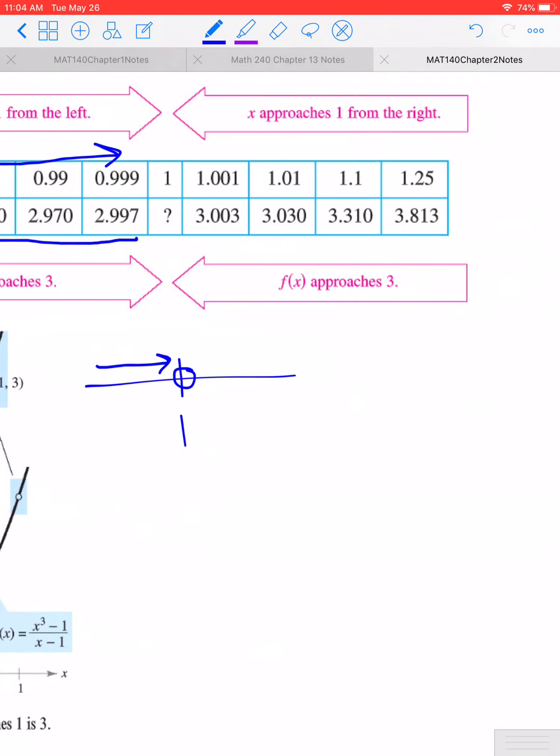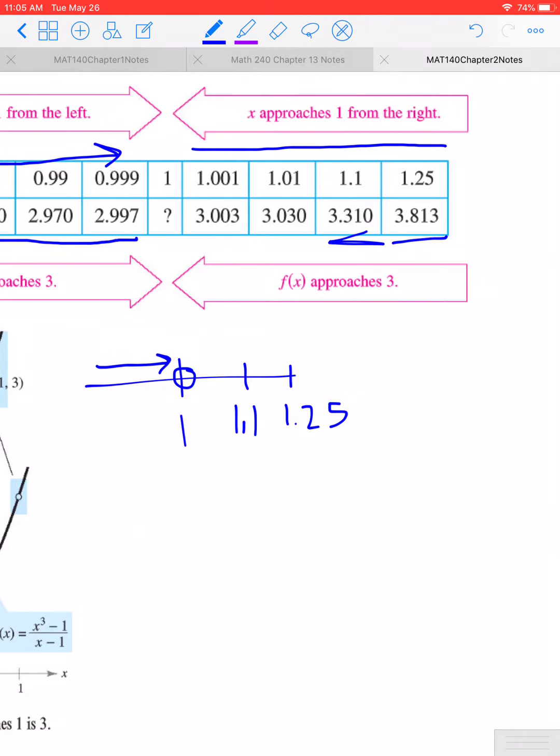Similarly, we could do the same idea starting over here at, maybe, x equals 1.25. That certainly is in the domain of the function, so we'd be able to plug that in. If I plug 1.25 into the function, we would get an output of 3.813. Now let's plug in something a little bit closer, like x equals 1.1. It's in the domain of the function, so if I plug 1.1 in, we get the output 3.310.